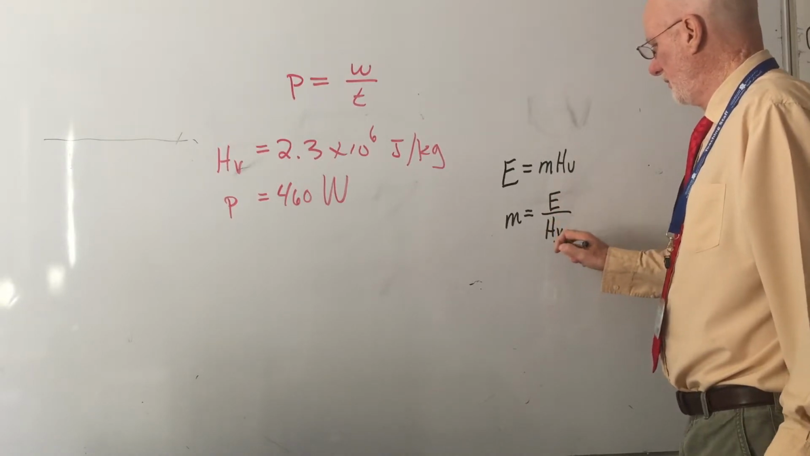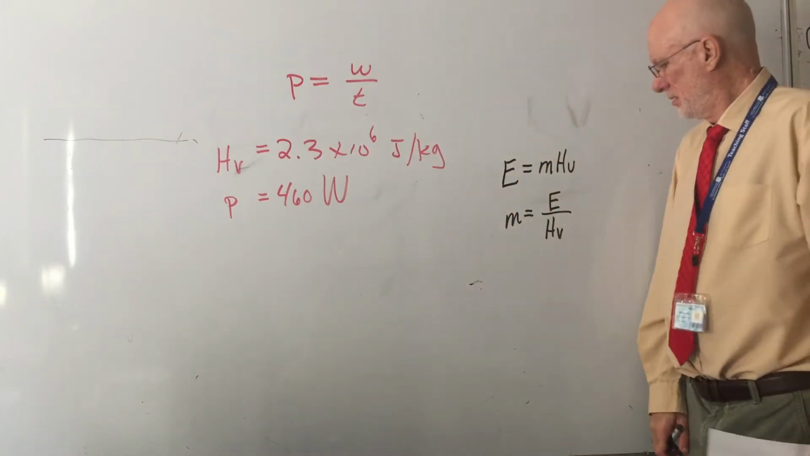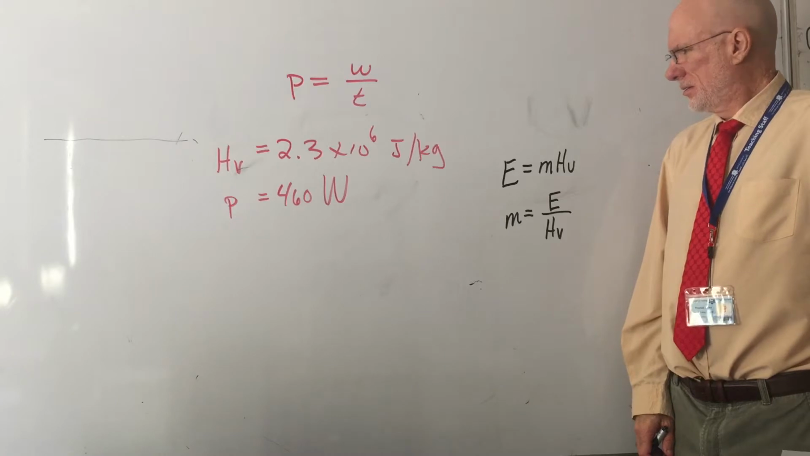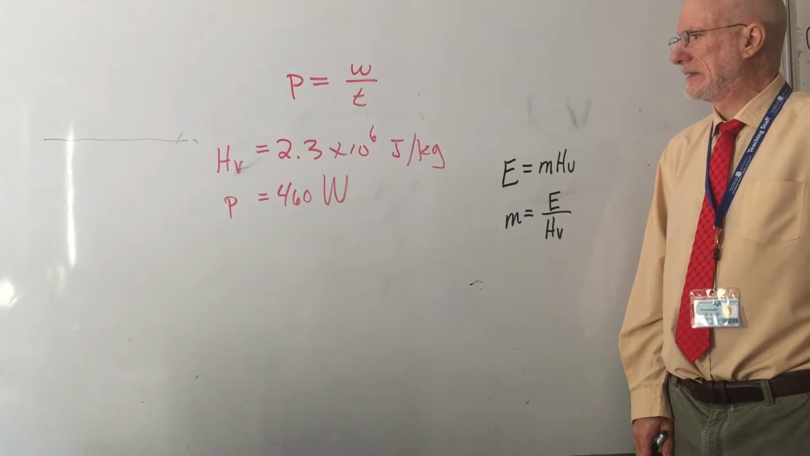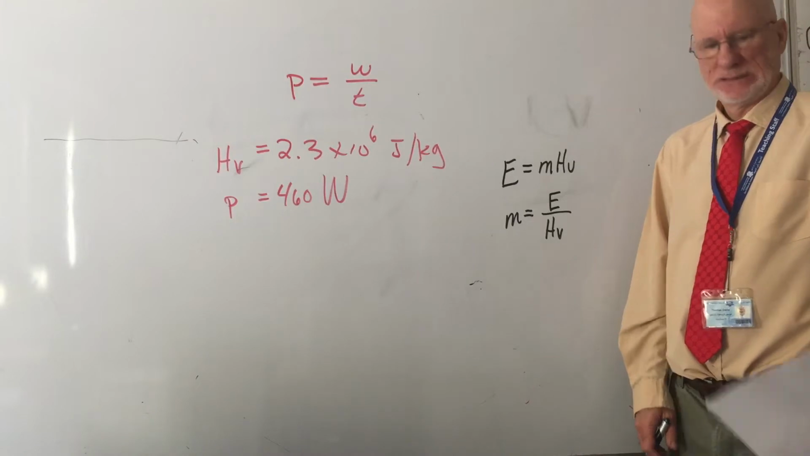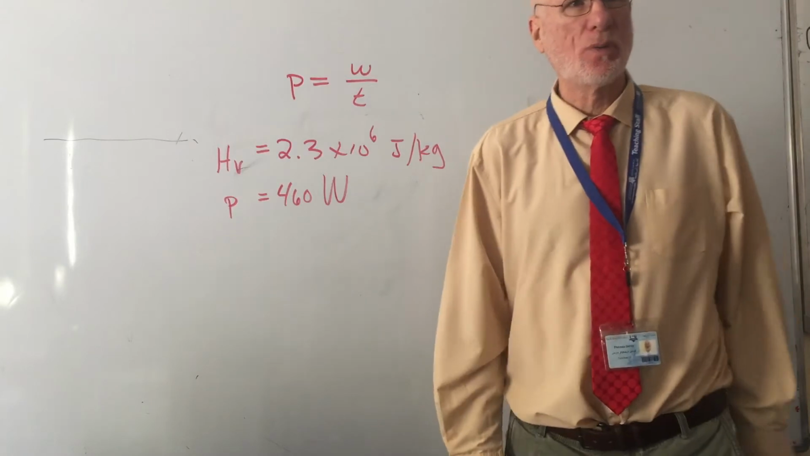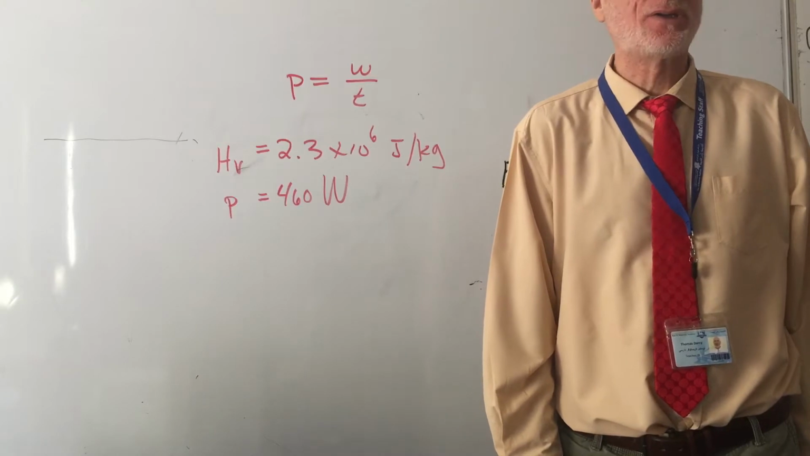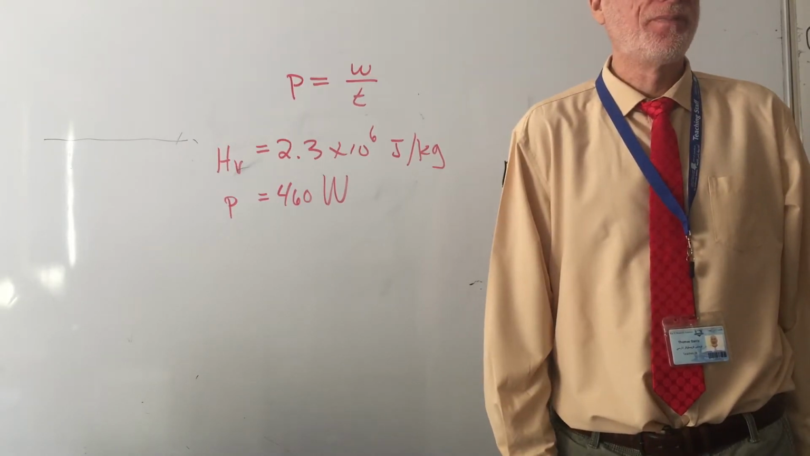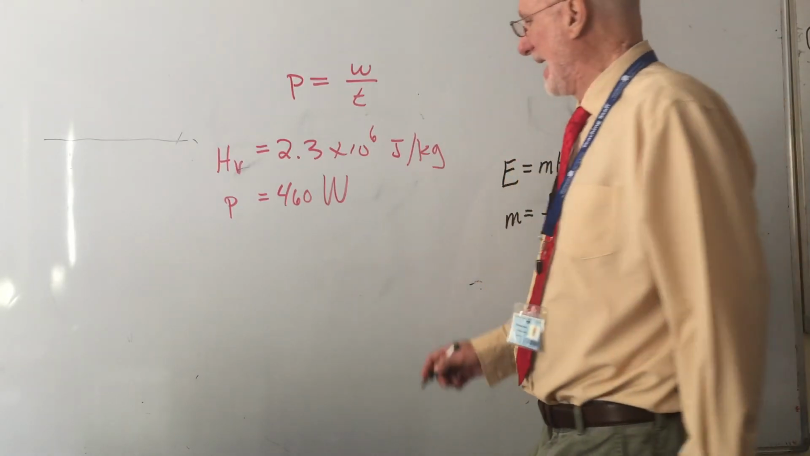E divided by HV. So, what's E going to be? 460 watts? That's power. HV is 2.3 times 10 to the power of 6, because it's joules. Right, but we're missing something. What are we missing? The time. And what's the time? It's in the problem. I purposely didn't tell you. 180 seconds.